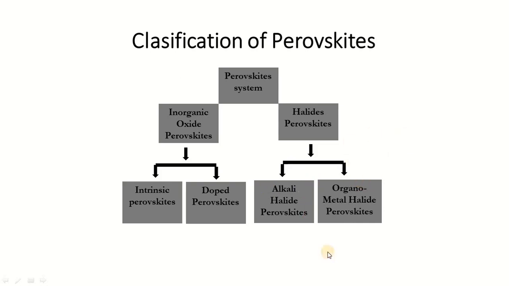Now the second class, which is organometal halide perovskite, is actually a sort of organic-inorganic hybrid system which shares the structure ABX3, in which A is a large organic cation and B is a small metal cation, and X is of course the anion, which is a halide.